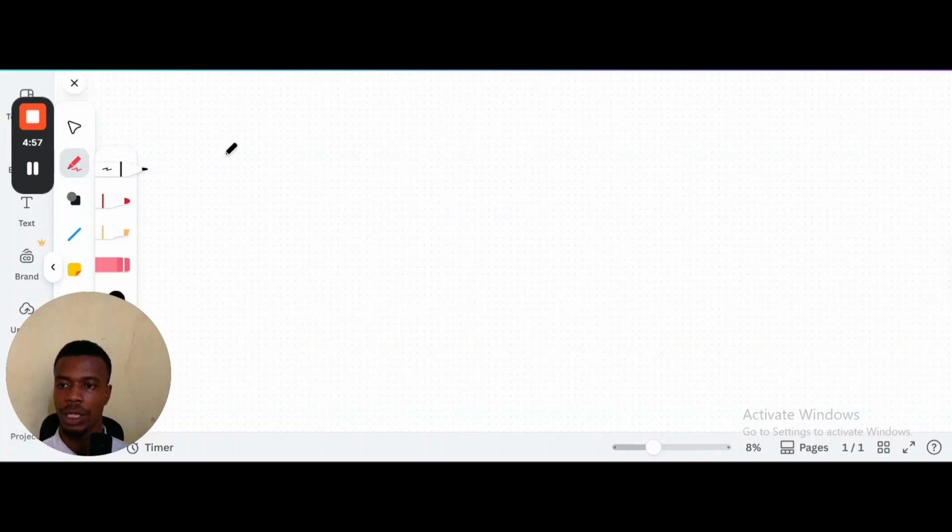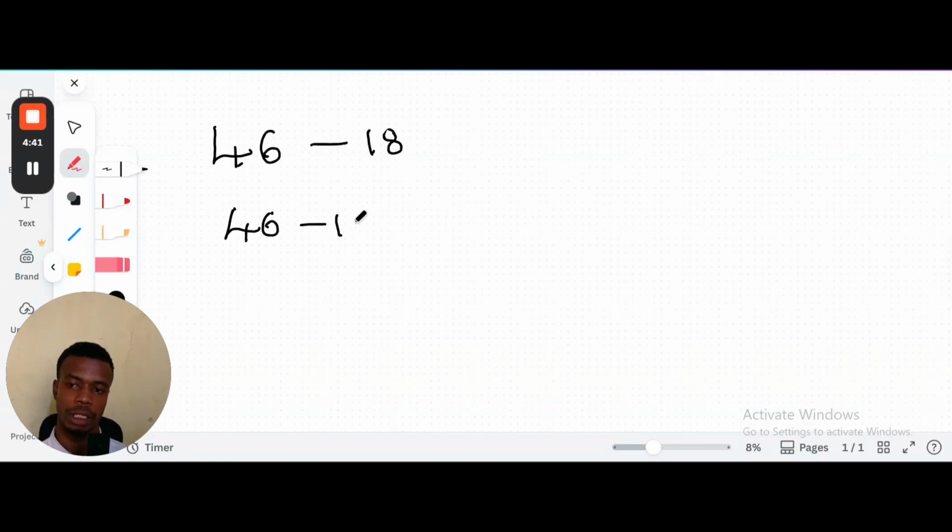So there is one thing that makes subtractions easy. Let's say we are doing 46 minus 18. For 46 minus 18, one thing we can do is this: 46 minus 10 minus 8. You're going to have to break down this number you're subtracting into the tens and the ones.